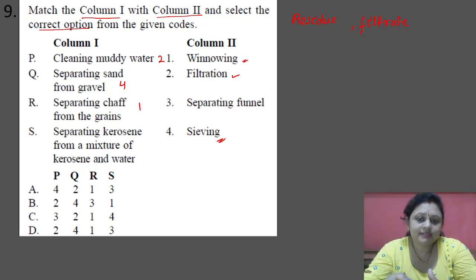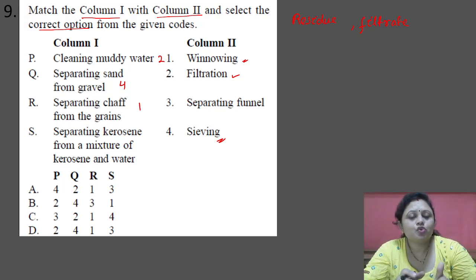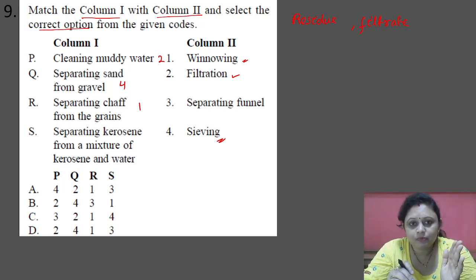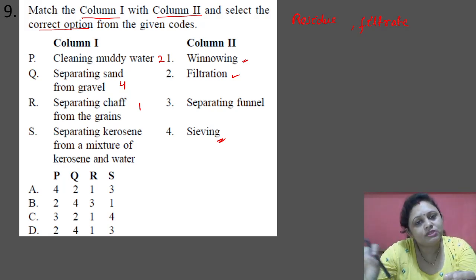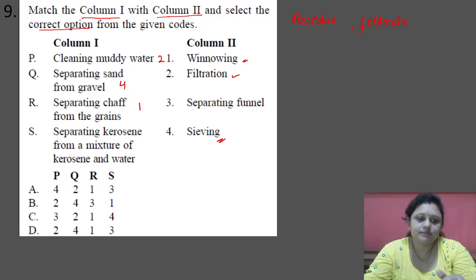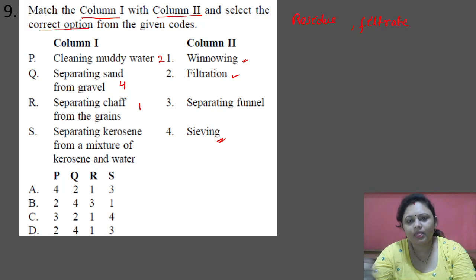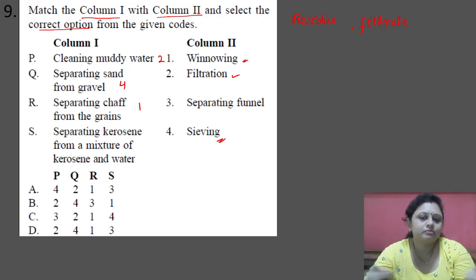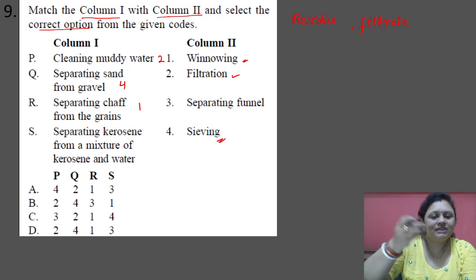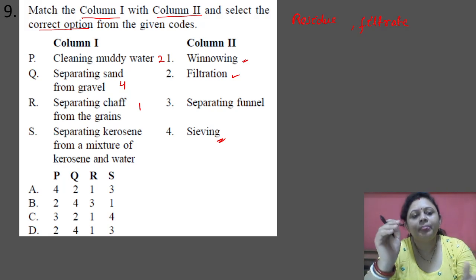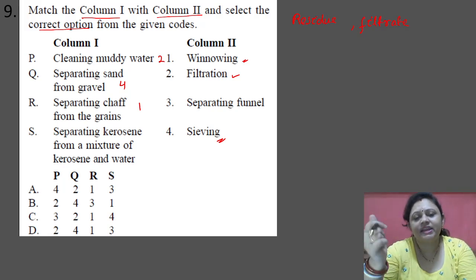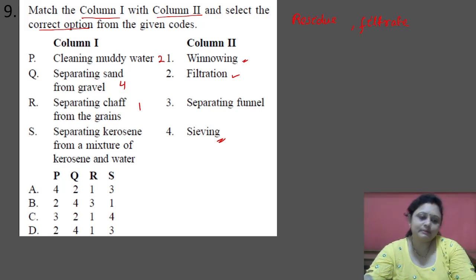And in which case can we follow this winnowing process? If something is lighter and the other thing is comparatively heavier, we can follow this winnowing process. Grains are a little bit heavier and chaff is lighter. So in the presence of wind, the lighter particles will blow away, and the heavier particle, the grain, will remain there. Like this we can separate.